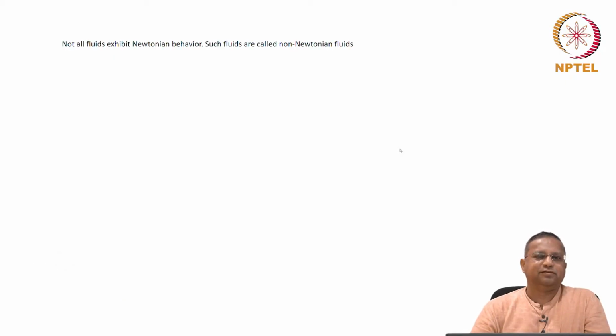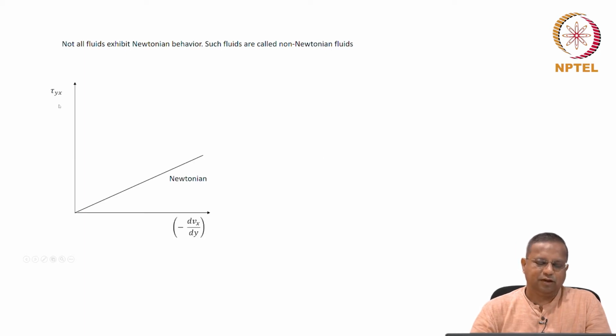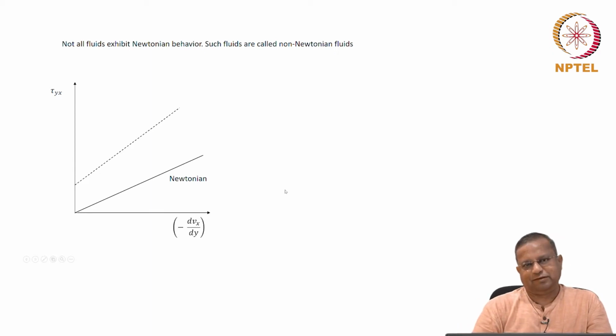Okay, as is to be expected, not all fluids exhibit Newtonian behavior. And the fluids that don't exhibit Newtonian behavior are called non-Newtonian fluids. This is our Newtonian fluid, a straight line passing through the origin of the tau yx versus the shear rate, minus dvx dy graph. You could have a fluid that is something like this. It does not pass through the origin, but passes through a certain y-intercept. So, what do you think this kind of a fluid will behave as?